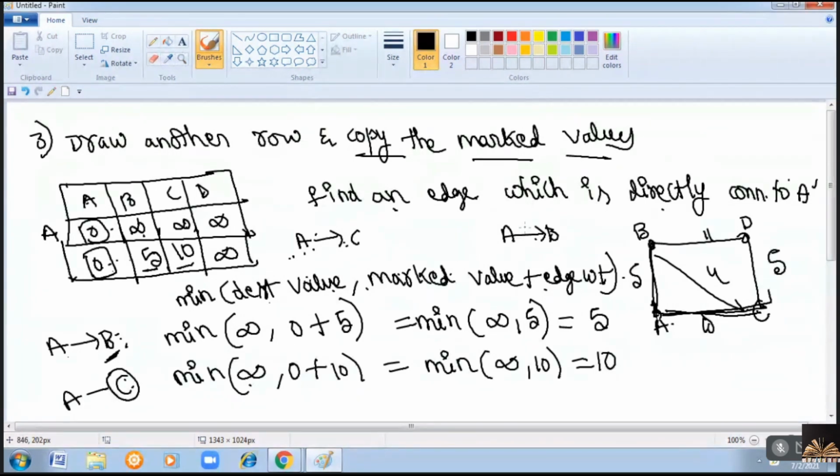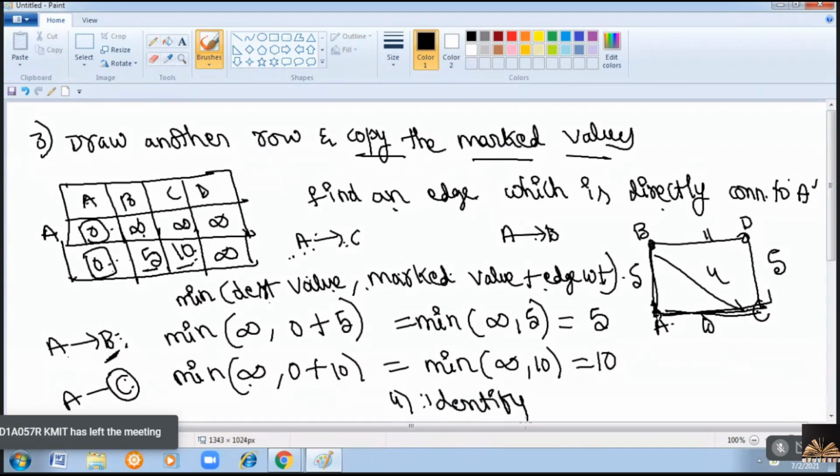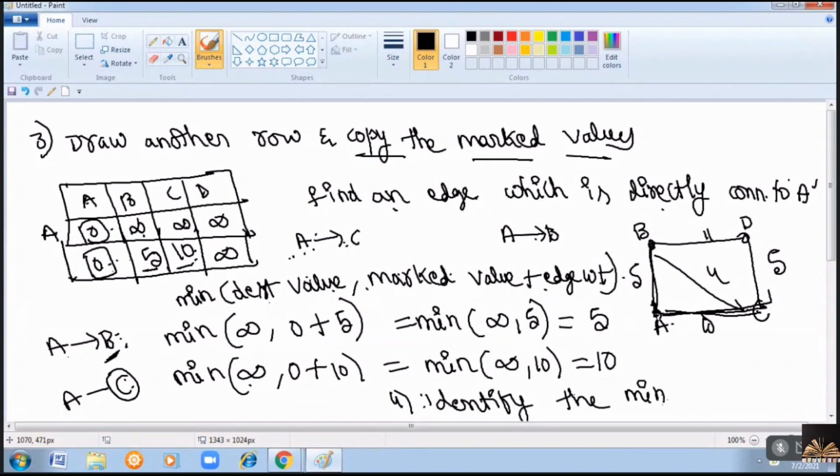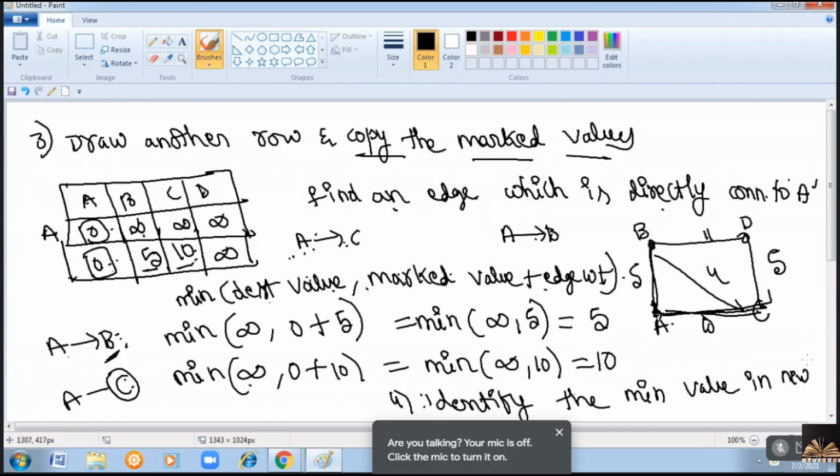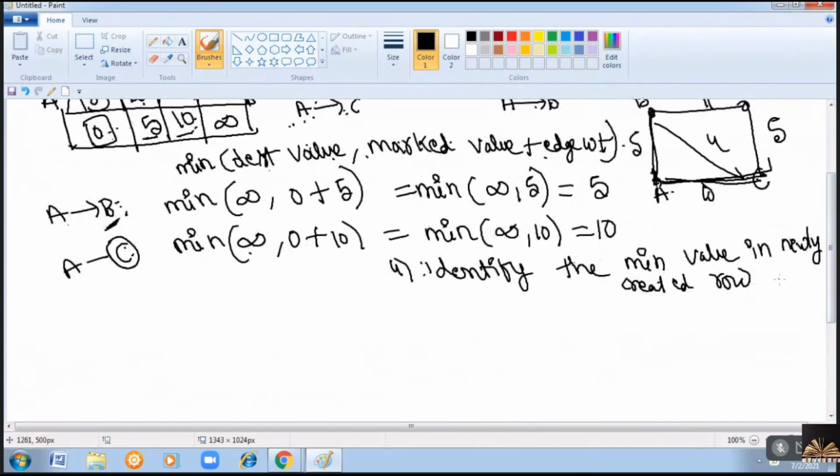Is it clear now? Next, we have calculated these two values. Among these two, whichever is minimum should be marked as permanent. The next step is to identify the minimum value in the newly created row and mark it as permanent.